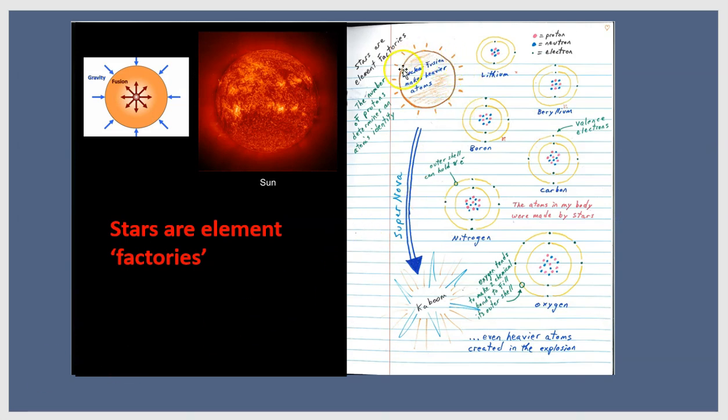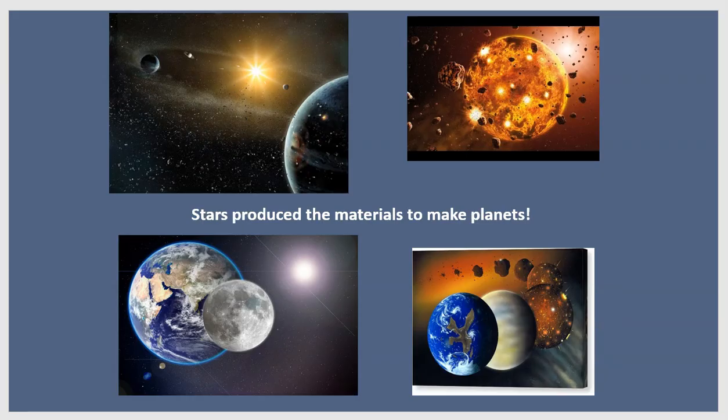Here we see a cartoon picture of a star, and here are all the different kinds of elements that differ in the number of protons in the nucleus of the atoms. And when stars go kaboom, they make even heavier elements. So stars are the factories that make all of the different kinds of elements that make up the material things in our universe. So stars produce the materials to make planets.